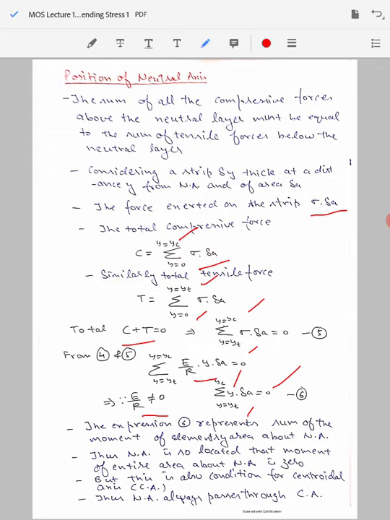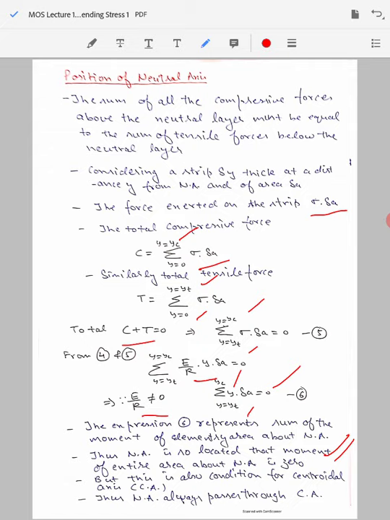So if you take those small strips, and you know the distance y of each strip from the neutral axis, and you multiply each distance with the corresponding area and sum up over the entire section, you will find that the net sum is 0. Thus the neutral axis is so located that the moment of the entire area about the neutral axis is 0. That is what we are getting. So this tells us about the position of the neutral axis: it is located in such a way that the sum of the moments of all the elementary areas about the neutral axis is 0.